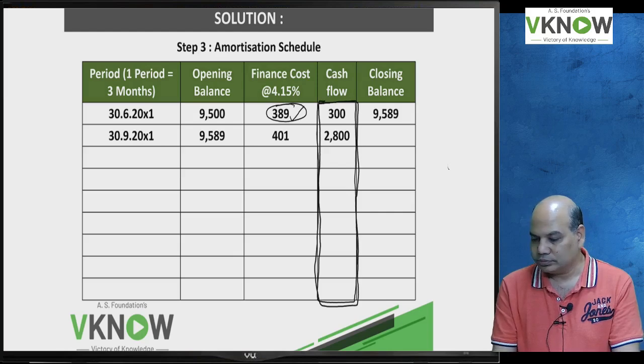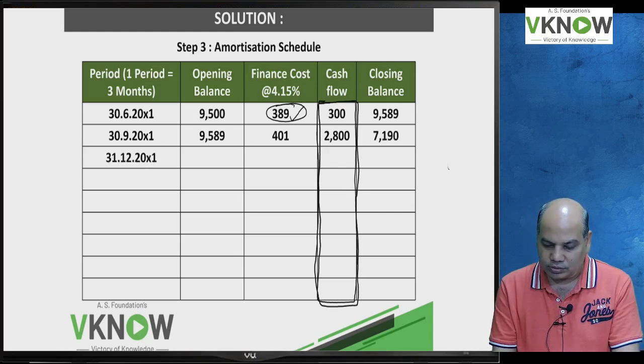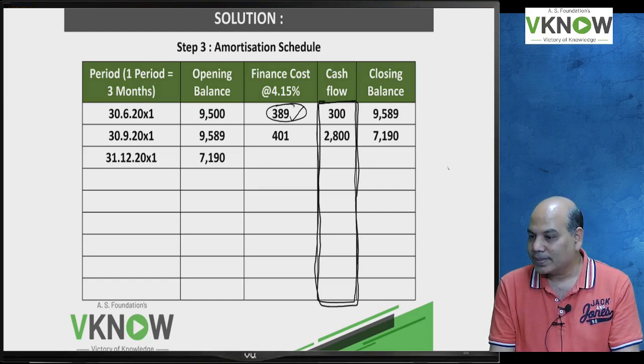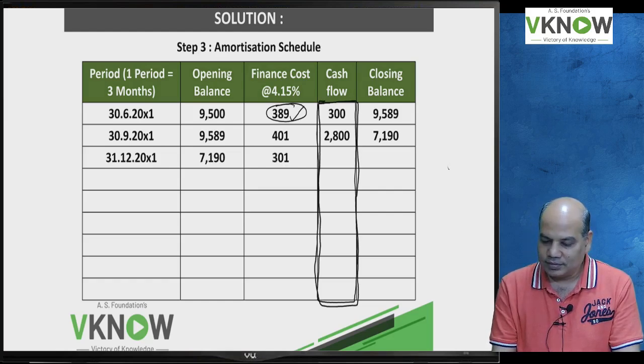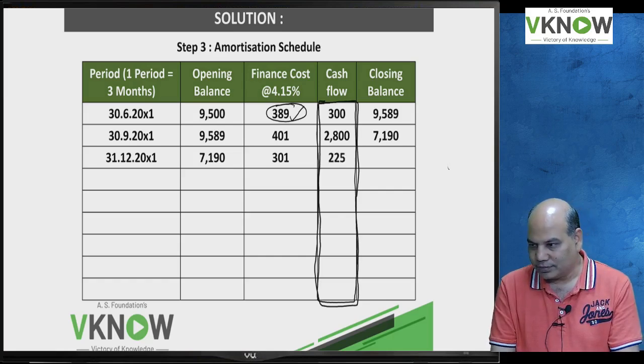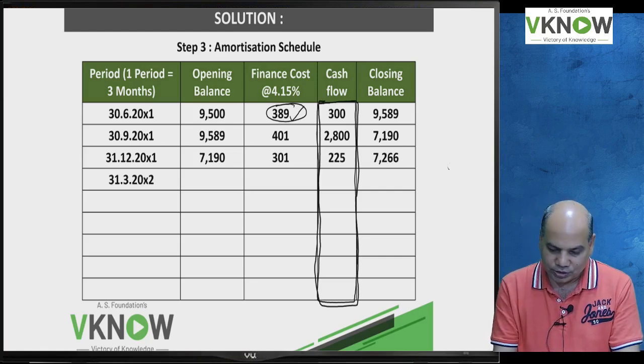Balance now 7190. Next quarter, 7190. It is like a ledger only. 301, write down, no problem. 225. 225 plus minus 5 rupees range is okay. 7266.